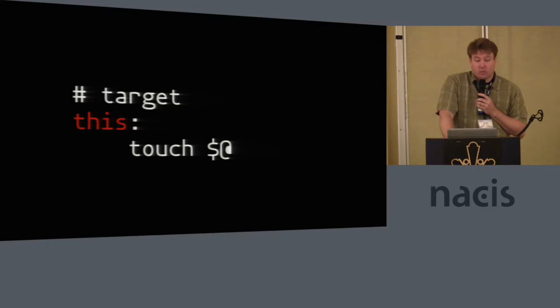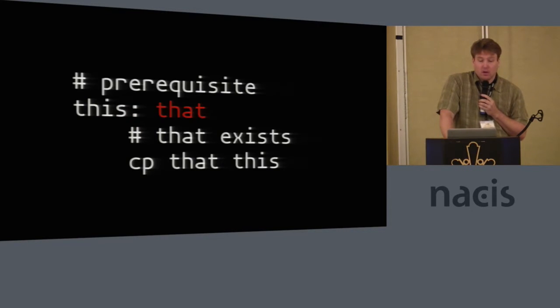We have targets, which are the thing before the colon. That's the thing that you're making. So you'd say make this, and then what it would do is it would create a file called this. We also have prerequisites, so one thing can depend on another. So if I want to make this, it first needs to make sure that that has been made. So in this case, that is a file. That could also be another target.